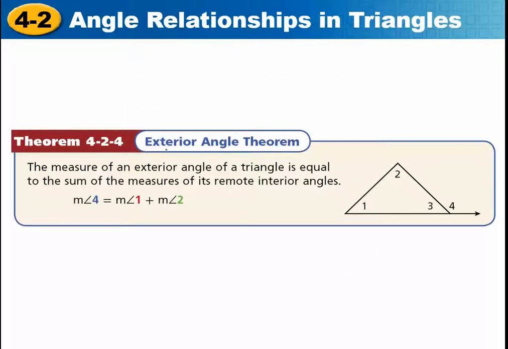So here's our exterior angles theorem. It says that the measure of the exterior angle is equal to the sum of the non-adjacent or the remote interior angles. So if you know the measure of angle 1 and the measure of angle 2, you can add them together and it'll equal the measure of angle 4. So angle 1 plus angle 2 equals the measure of angle 4.